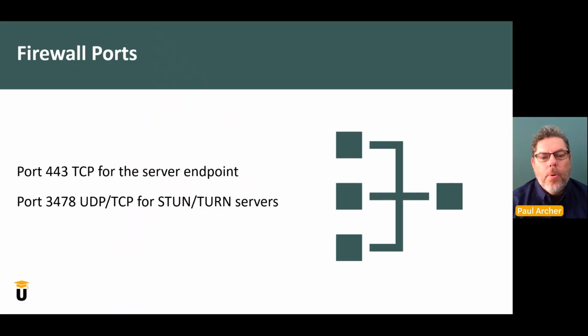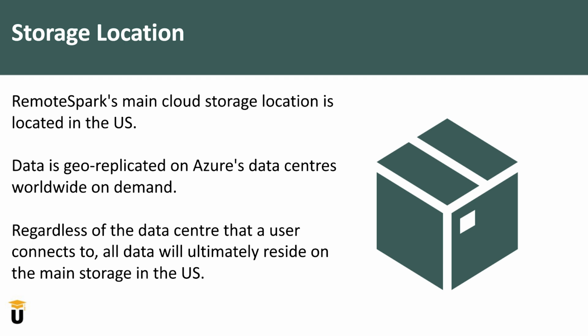There are a number of different firewall ports that do need to be open for RemoteSpark to work. The first is port 443 using the TCP protocol so that you can actually hit the server endpoint. And secondly, to be able to hit the communication servers, you need to have port 3478 using both UDP and TCP open.